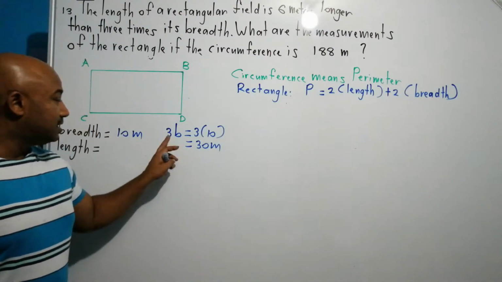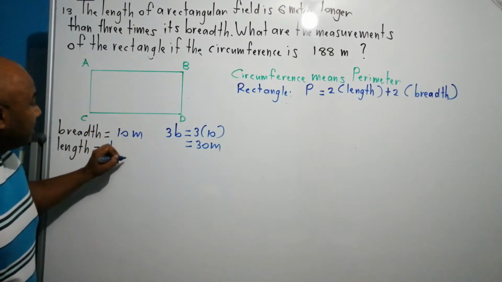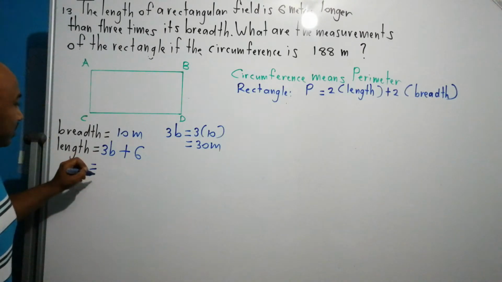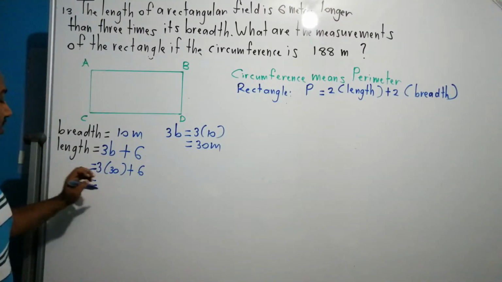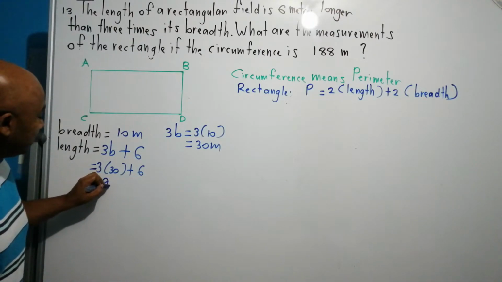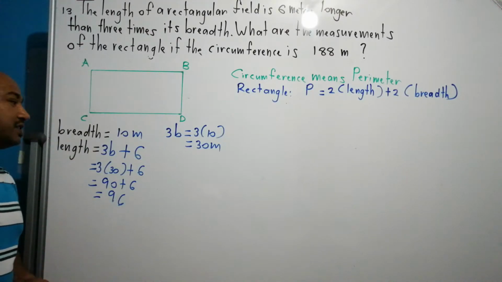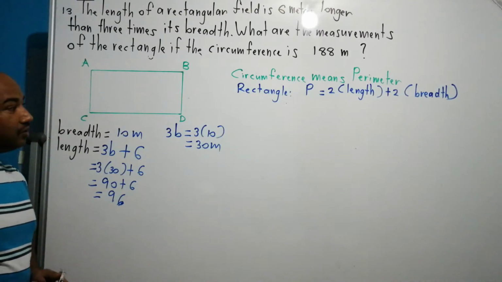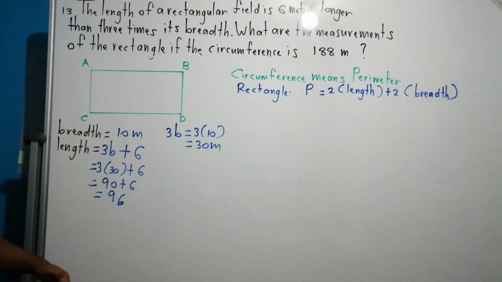So this is 3 times the breadth, but for your length, you take 3 times the breadth and then you add 6. That will give you the length: 3 times the breadth plus 6, where plus 6 means 6 meters longer. So 3 times 10 is 30, plus 6, which is 36. I'm just using an example. We do not know what the breadth is; I assumed that the breadth is 10 just to use an example.